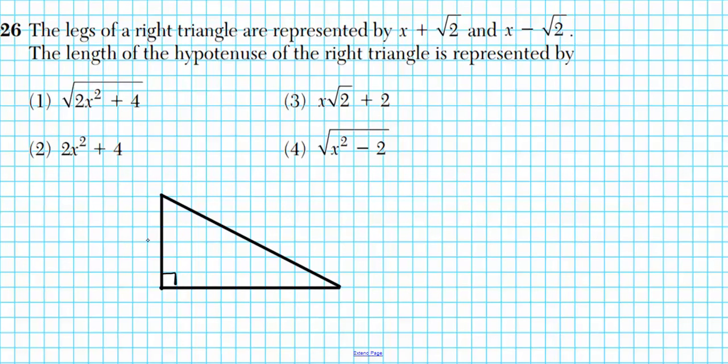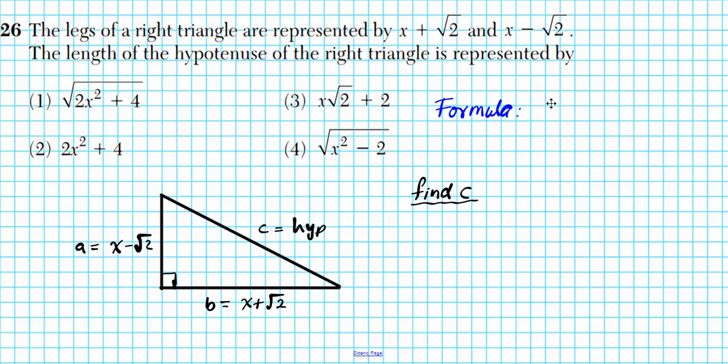We know that the legs are A and B, so let's call this one leg A, x minus root 2, and then B, the other leg, x plus root 2, and then C is your hypotenuse. So the question asks, what is the length of the hypotenuse? So we're looking for C. Okay, what is a formula that relates the three sides of a right triangle? Pythagorean theorem, right? So the formula we're using is a squared plus b squared equals c squared.